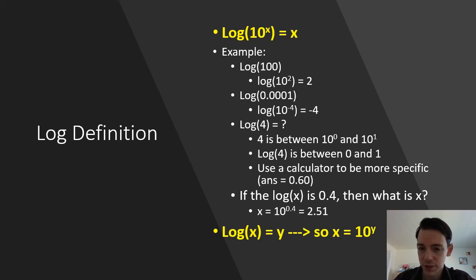So that comes to our final definition. If we know that the log of x is some value y, then x is 10 to the y power. If taking the log of something gives you some value y, then to undo that, we raise 10 to the y power, and we'll reverse it to get x again.